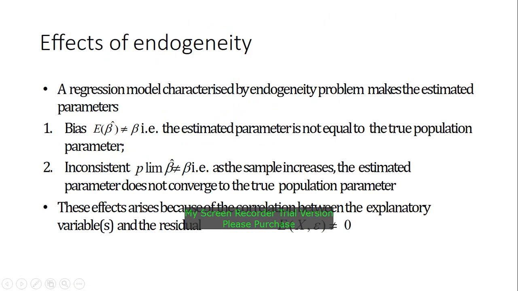Now, let's continue. Let's look at some of the effects associated with endogeneity. A regression model characterized by the endogeneity problem makes the estimated parameters biased. When you say it's biased, it means that when you find the expected value of the estimated parameter, we don't get the true parameter. Bias means expectation of beta cap is not equal to beta, that is, the estimated parameter is not equal to the true parameter. Also, inconsistent means that as the sample size increases, the estimated parameter does not converge to the true parameter.